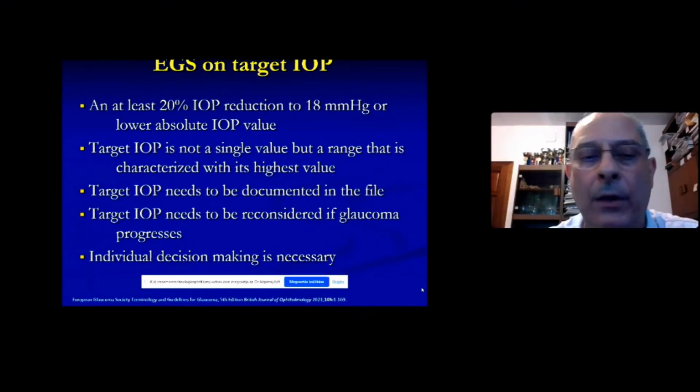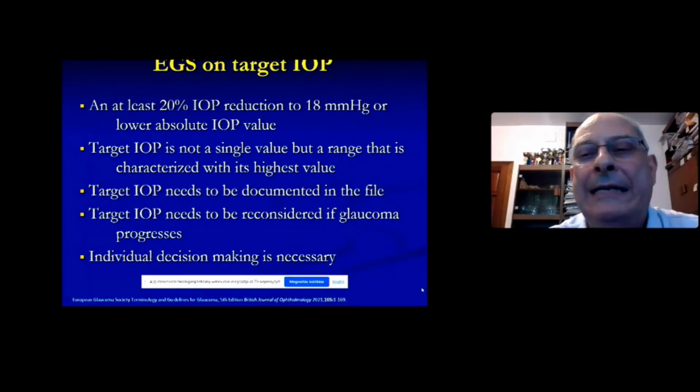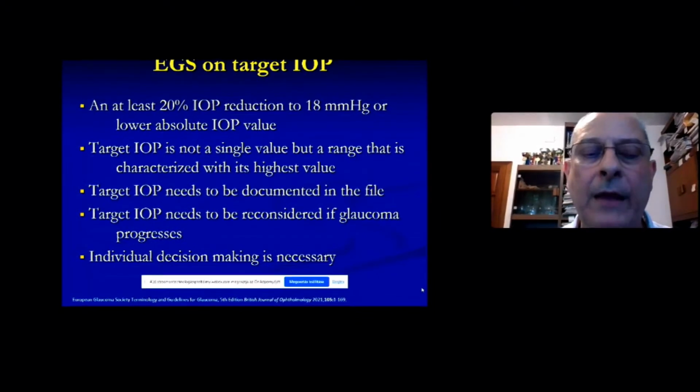Why is it so? Because when we have a very high IOP at baseline and we reduce the IOP by 20%, the resulting IOP is still too high for the patient. Or when we have a low IOP at the very beginning, like 19 millimeters of mercury, getting down to 18, which is just within the measurement error range, doesn't mean anything. So we need at least a 20% reduction.